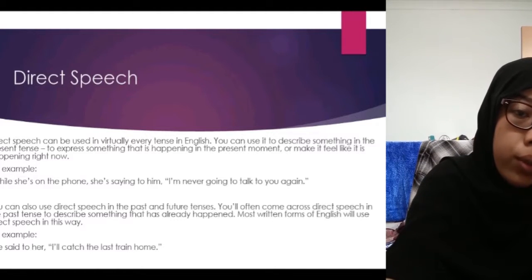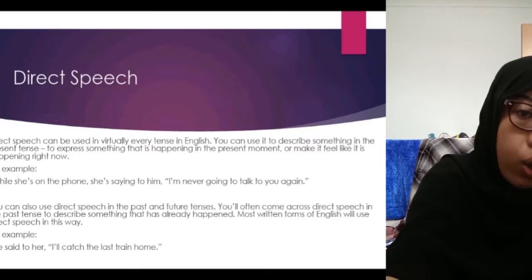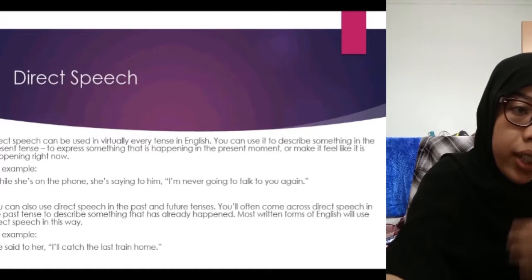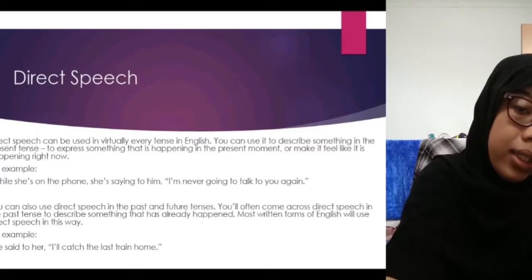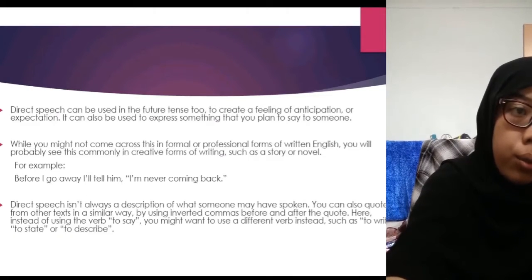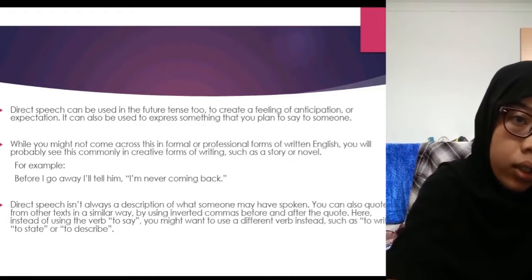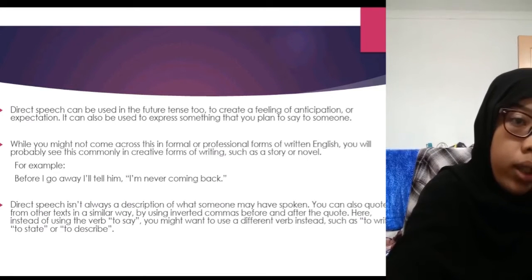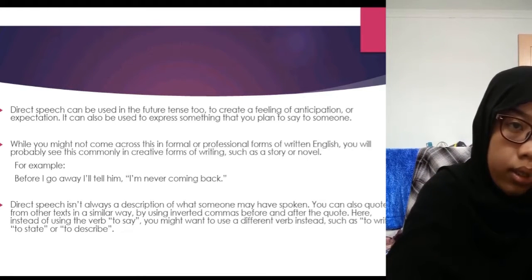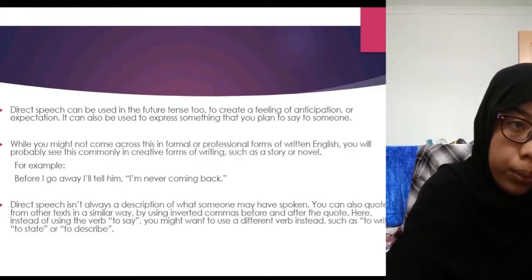Most written forms of English will use direct speech in this way. In the future tense too, to create a feeling of anticipation or expectation. It can also be used to express something that you plan to say to someone. While you might not come across this in formal or professional forms of written English, you will probably see it commonly in creative forms of writing, such as a story or novel.